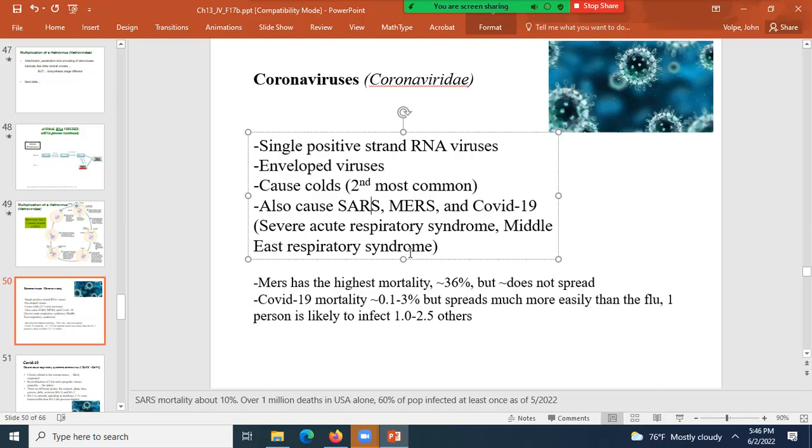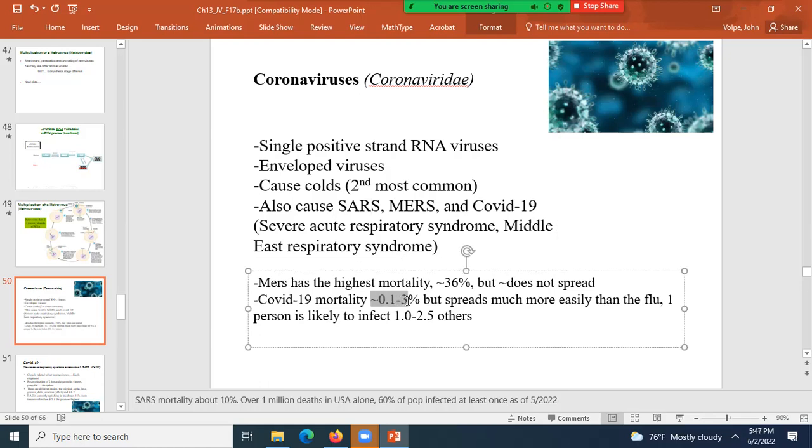COVID-19 is less lethal than either MERS or SARS. The lethality rate is someplace between 0.1% and 3%. We'll talk about what it actually is in the United States. They don't know the exact mortality rate, although they should have a pretty good estimate because we've studied it now for many years, at least over 2.